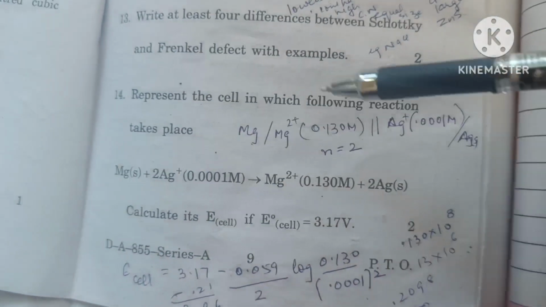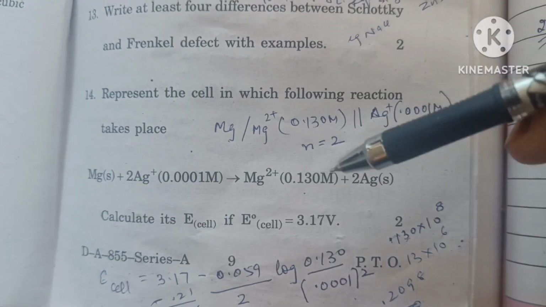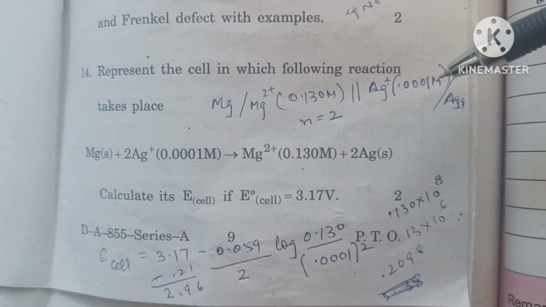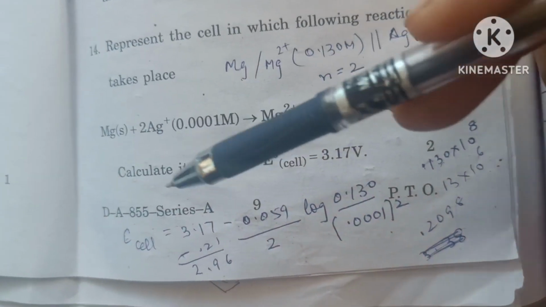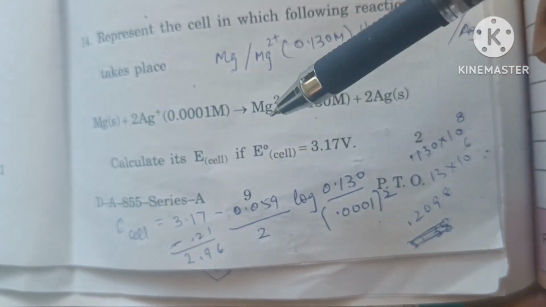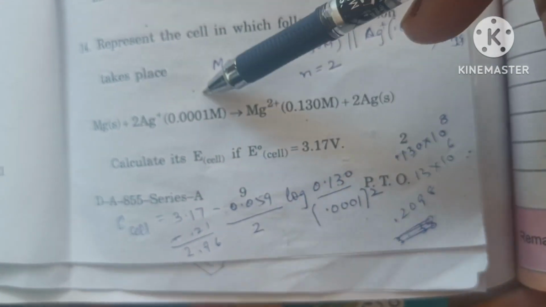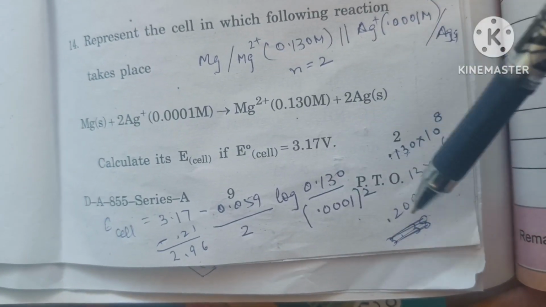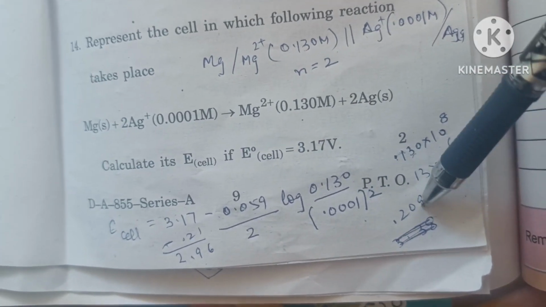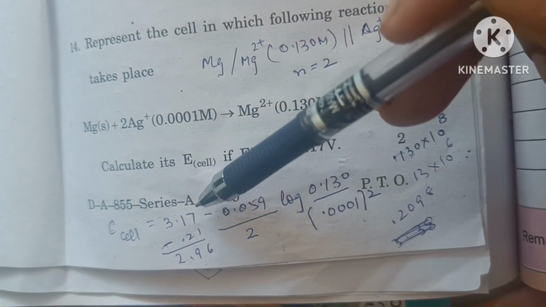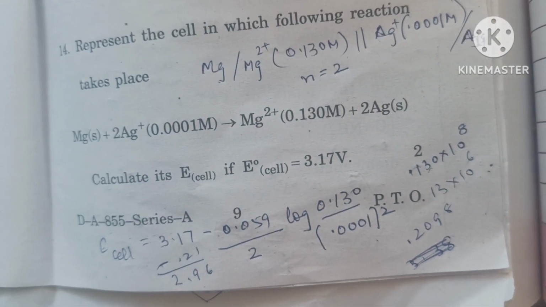Magnesium is giving electrons, so cell representation is magnesium, in magnesium ions 0.130 molar, salt bridge, and silver ions 0.0001 molar and silver solid. E of cell के लिए नर्न्स्ट इक्वेशन है. E cell is equal to E naught cell minus 0.059 upon n log of concentration of anode ions upon cathode ions. सॉल्व करके आंसर आता है, ये वाली टर्म का आंसर आता है 0.21 ऑलमोस्ट, और 3.17 से इसको माइनस करेंगे तो आंसर आएगा 2.96 वोल्ट्स.